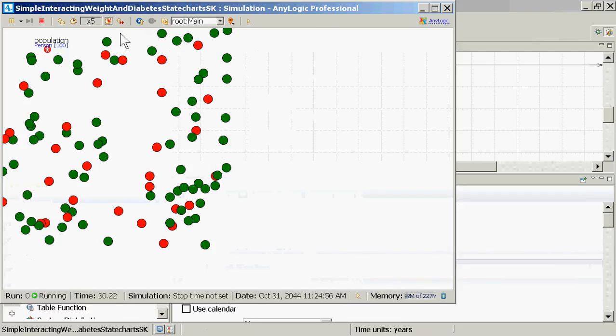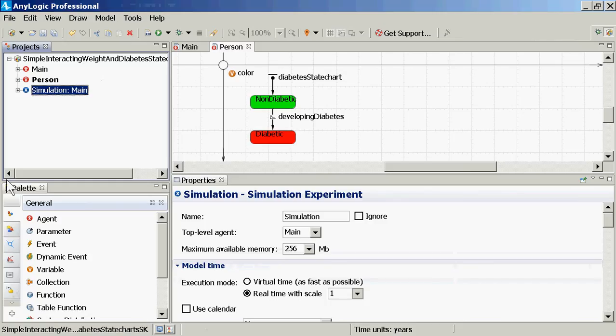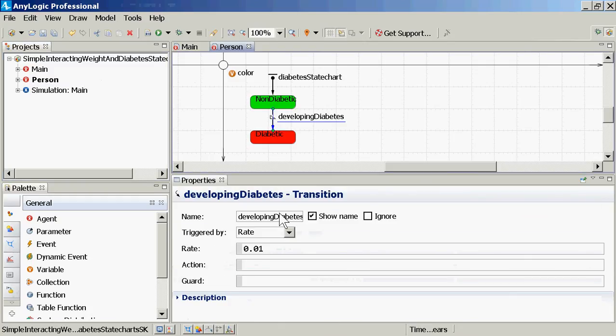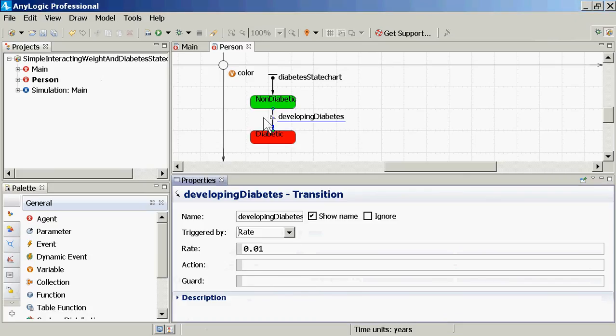Ladies and gentlemen, I'd like to show you something different. To illustrate these types of timeouts, we're going to temporarily set this transition to be a timeout instead of a rate. So this developing diabetes, I want to set it temporarily to be a timeout of time 100. In both cases, they're going to spend a mean amount of 100 years before they become diabetic. Here I'm setting its timeout to be 100 time units, 100 years as a timeout.